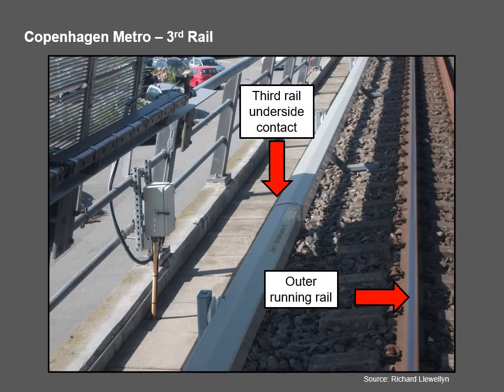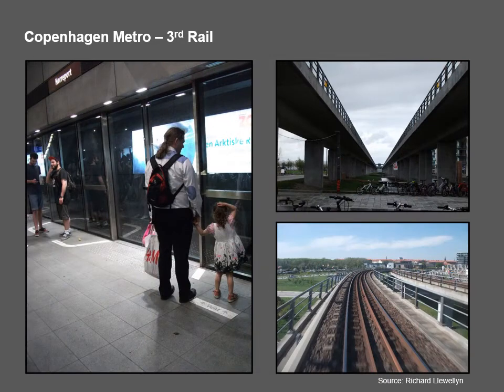Here you can see a photograph of the Copenhagen metro system. It uses third rail, and the third rail uses an underside contact just to the left of the running rail. The Copenhagen metro has two measures to reduce the risk of electrocution. The first one is the glass doors on the platform, and these only open when the train is actually at the platform with its doors open. You'll also note that the track away from the cities is elevated, and this again separates people from the track.